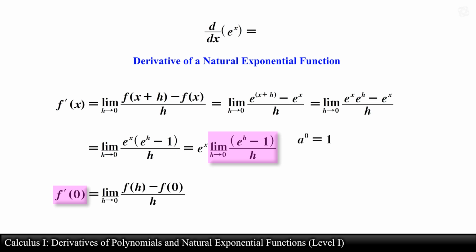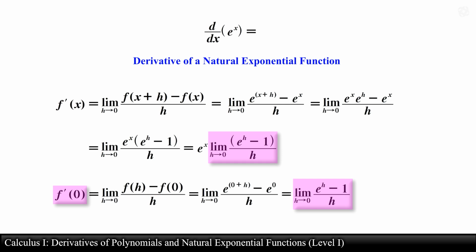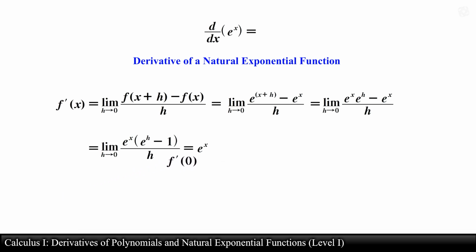As a proof, let's confirm this by finding an expression of the derivative of the natural exponential function evaluated at x equals 0. Doing that, we have the following. Recall that anything raised to the power of 0 is equal to 1. In the end, we obtain the following expression. Now that we know that this limit represents the derivative at x equals 0, we can substitute this limit with f prime of 0. This way, the final derivative of the natural exponential function is equal to e raised to the power of x times f prime of 0.